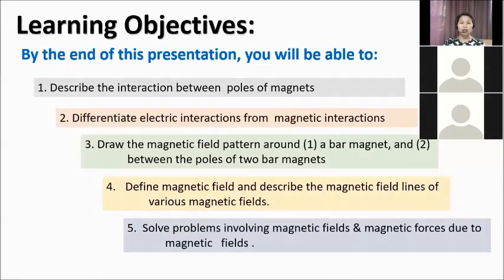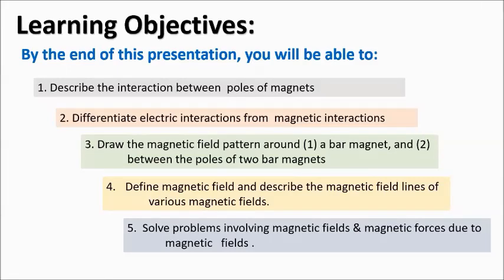So we have the learning objectives. At the end of this presentation, you will be able to: 1, describe the interaction between poles of magnets. 2, differentiate electric interactions from magnetic interactions. 3, draw the magnetic field pattern around a bar magnet and between two poles of two bar magnets. 4, define magnetic field and describe the magnetic field lines of various magnetic fields. And 5, solve problems involving magnetic fields and magnetic forces due to magnetic fields.